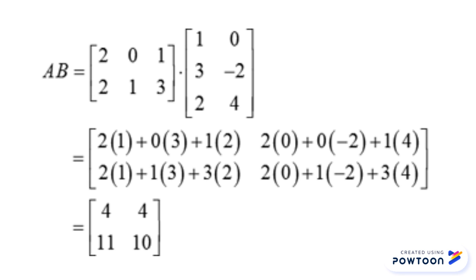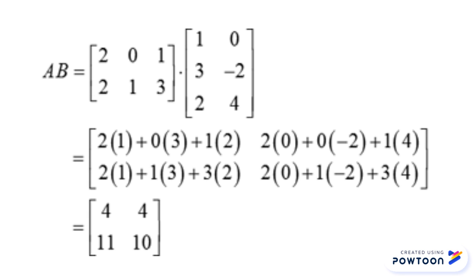Next, we'll continue by multiplying row 1 from A and column 2 from B. So then we'll get 2 times 0 plus 0 times negative 2 plus 1 times 4.